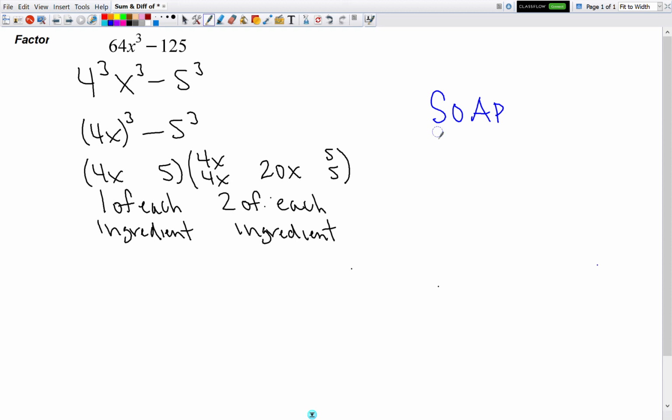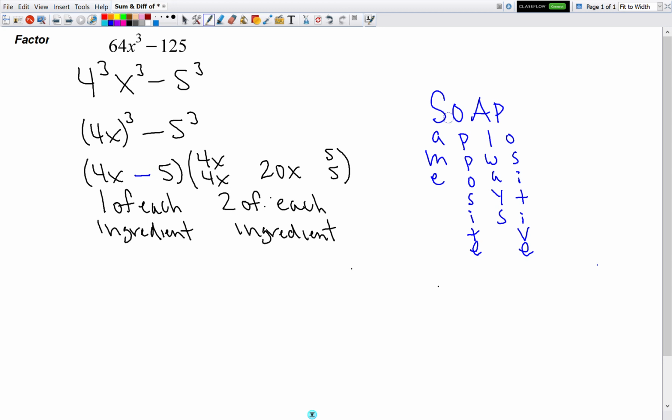S stands for same. O stands for opposite. And AP stands for always positive. Okay, and this acronym tells us what signs go in the three blanks. So this first letter S stands for same, and it's going to tell me how to put the sign in that first blank. Same means same sign as your original problem.